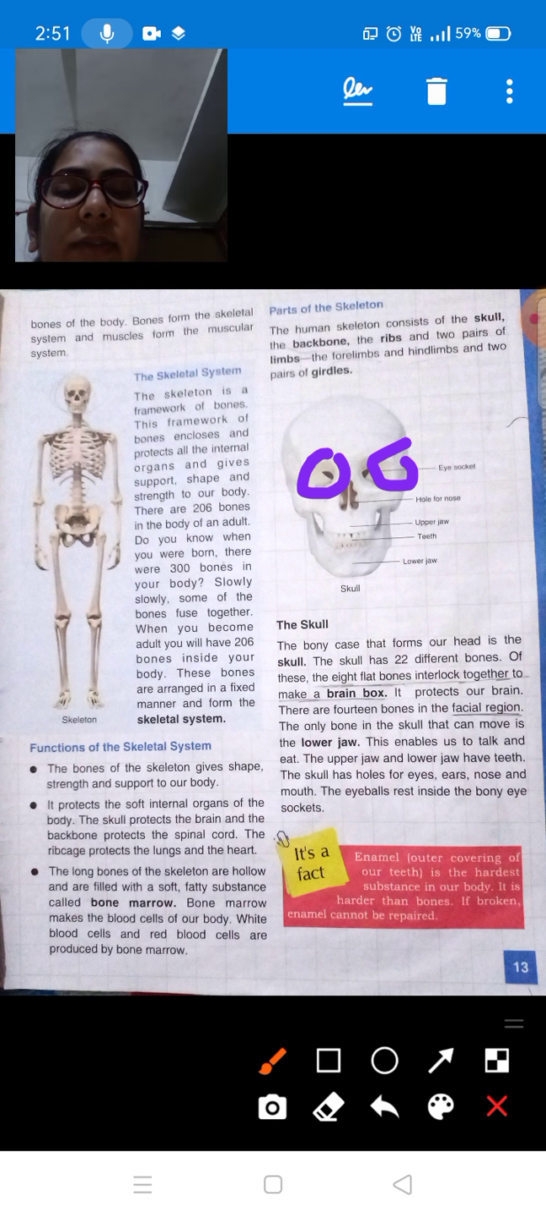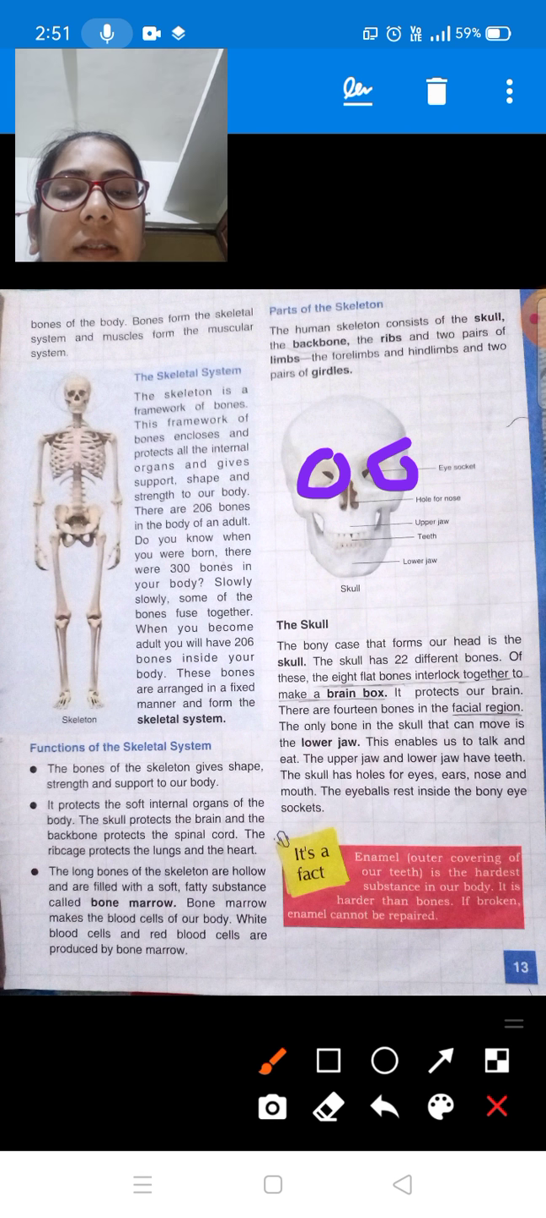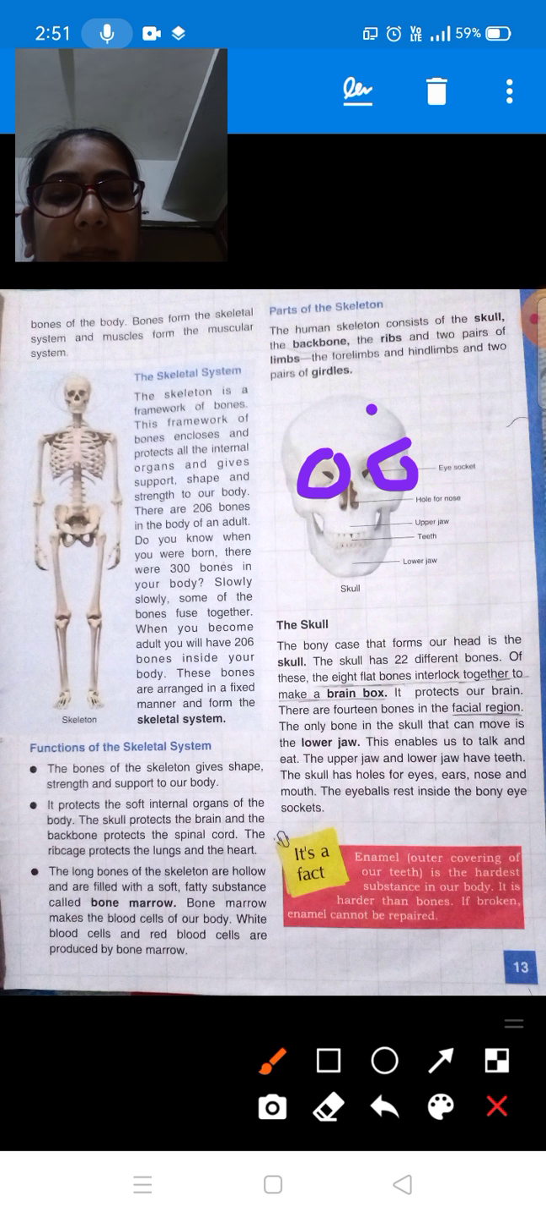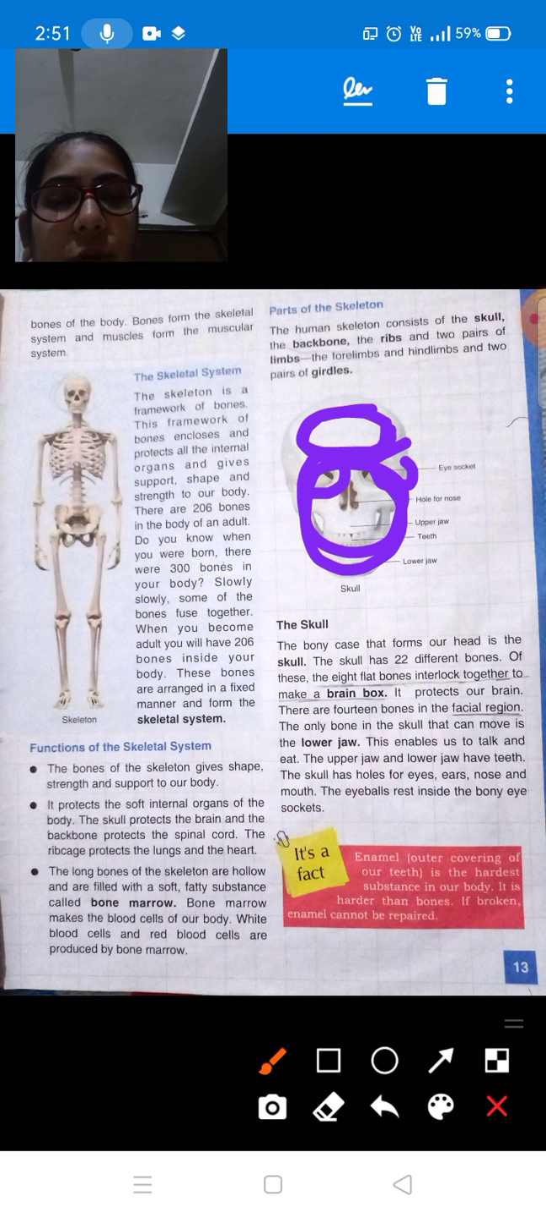So let's revise once more. What is the skull? The skull is made up of 22 bones, out of which the brain box is made up of 8 bones, which cannot move and are attached together. And in this facial region there are 14 bones.